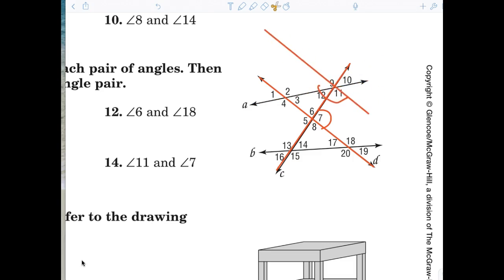I'm rotating it that way. You see that? Now my brain can easily see that those are consecutive interior. You with me on that? So it only matters which one that's the angle. That's exactly right.